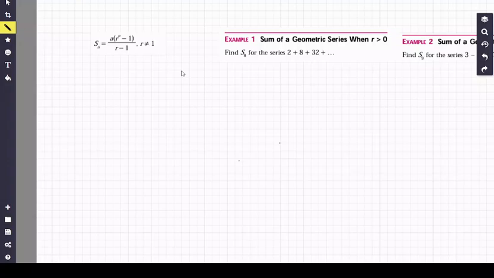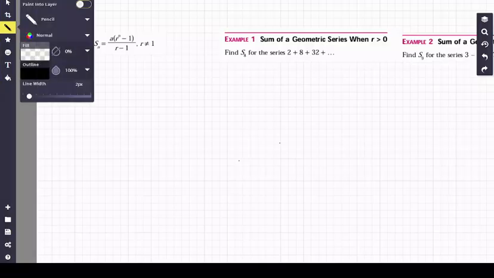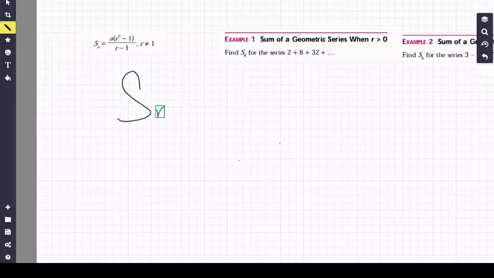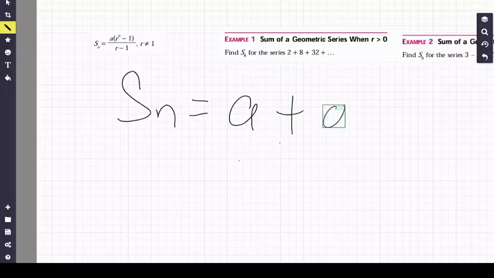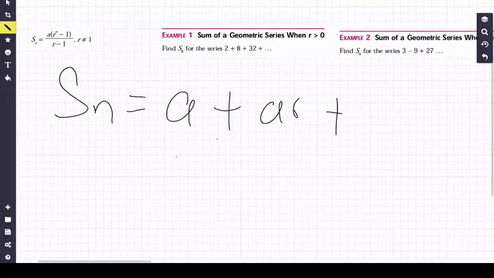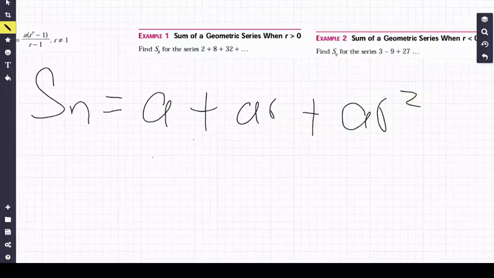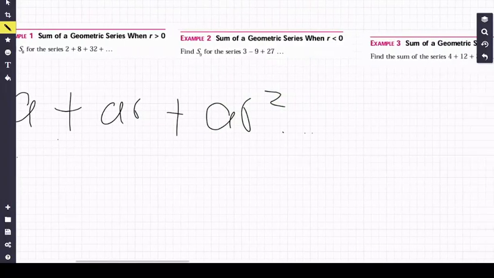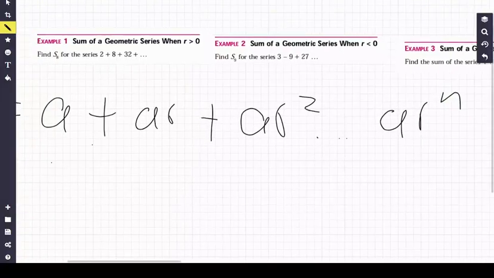So let's go ahead and start with the series Sn, and it can be represented by the first number, which is a, and it's multiplied by a common ratio, so ar, and it's multiplied by the same ratio again, and so on, all the way until ar^n.